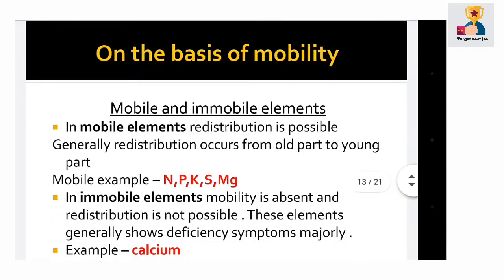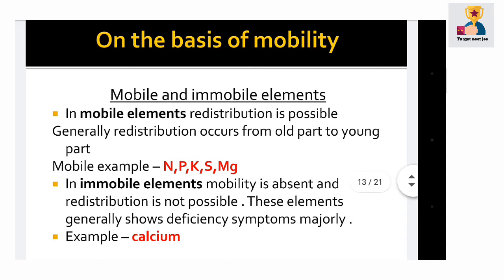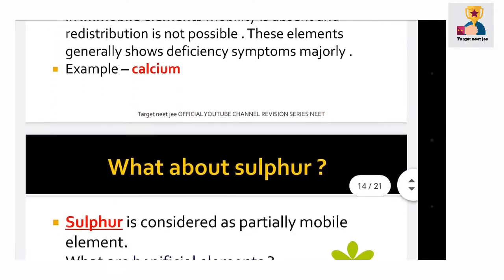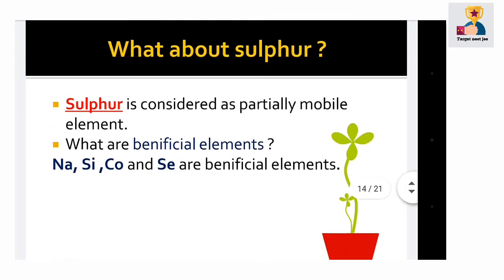Now on the basis of mobility, we have mobile elements and immobile elements. In mobile elements, redistribution is possible. Generally, redistribution occurs from old parts to young parts. For example, nitrogen, phosphorus, potassium, sulfur and magnesium. In immobile elements, mobility is absent and redistribution is not possible. These elements generally show the deficiency symptoms in young parts. For example, calcium. What about sulfur? Sulfur is considered a partially mobile element.